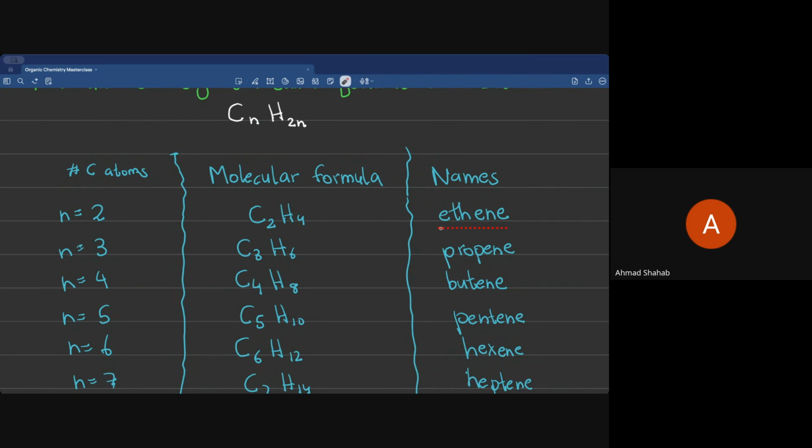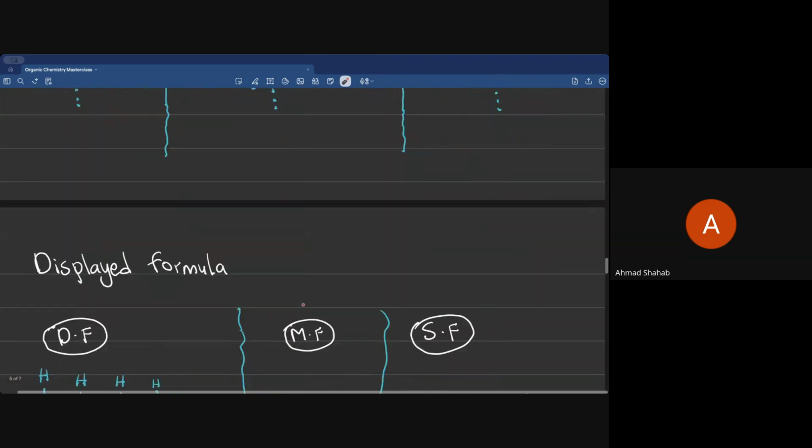Again, the naming convention was the same. ETH, the prefixes remained the same because ETH means 2 carbons, PRO means 3 carbons, BUT means 4 carbons, and again the suffix changed to ENE rather than ANE. ANE hota to this meant alkane, and ENE hai to this means alkene, right? So that is the only difference here.